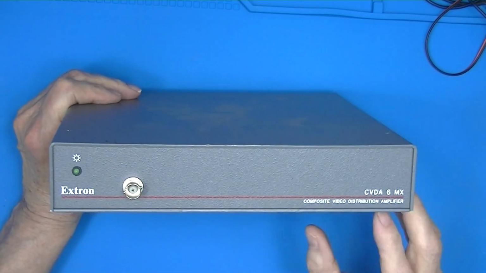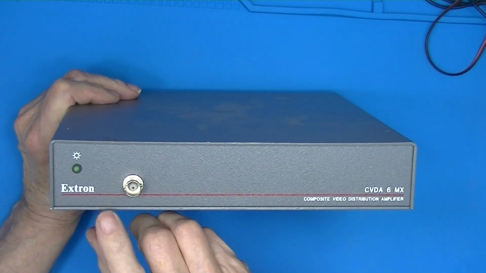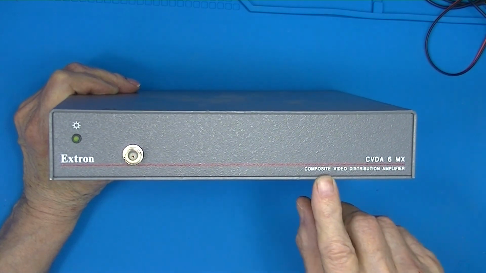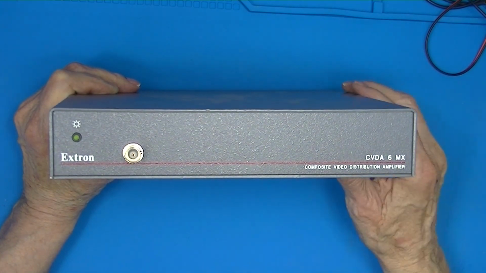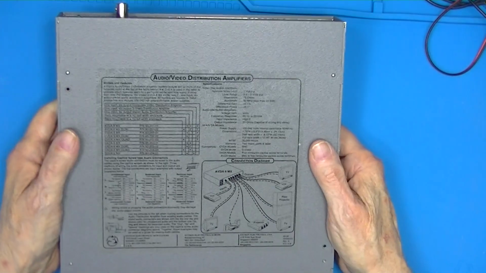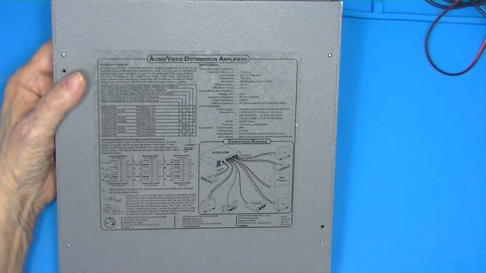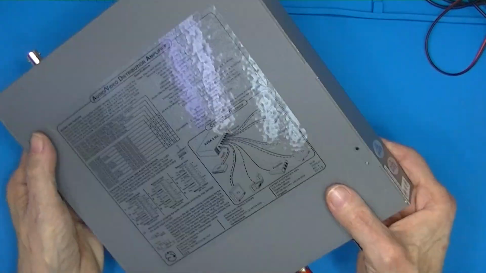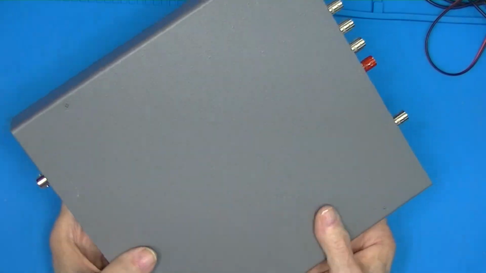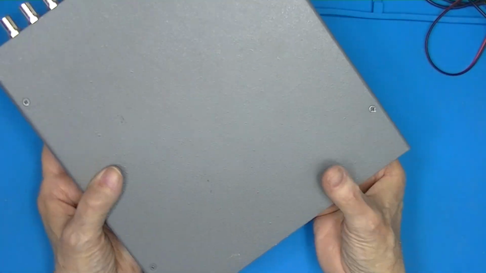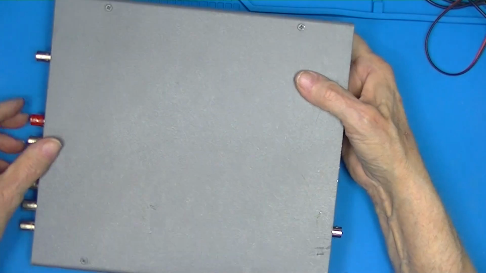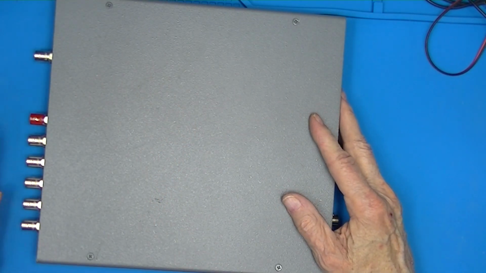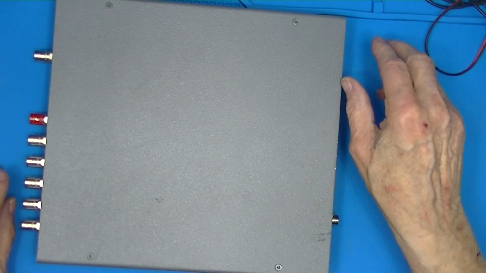Now this distribution amplifier is an Extron CVDA6 composite video distribution amplifier. Some instructions on the back I don't care about. What I want to do is hook up the 10 megahertz standard and then see if we got any distortion or if the amplitude changes drastically.